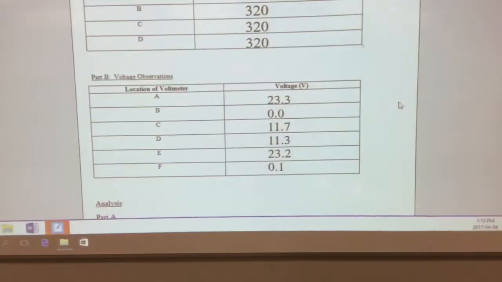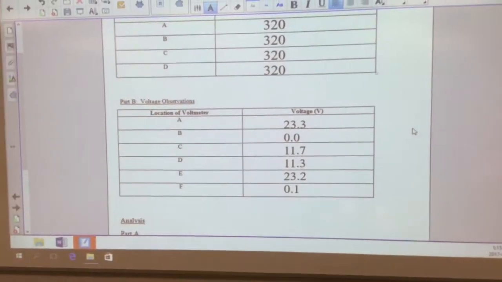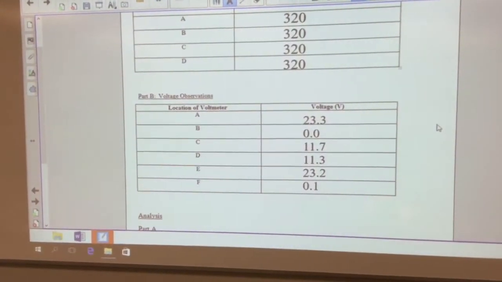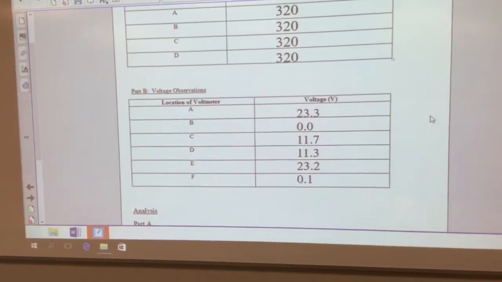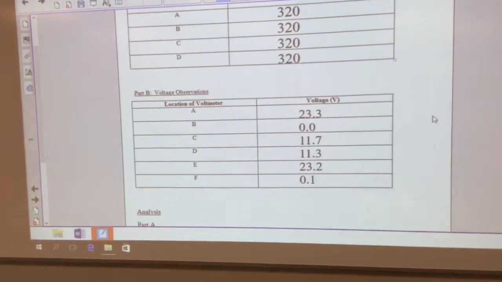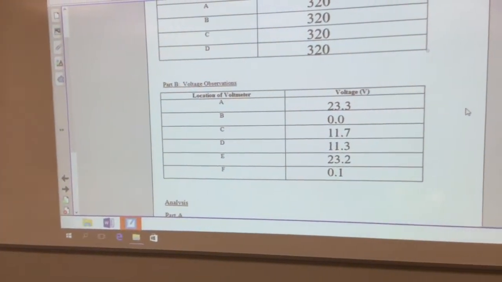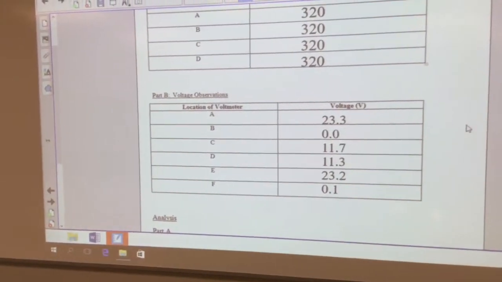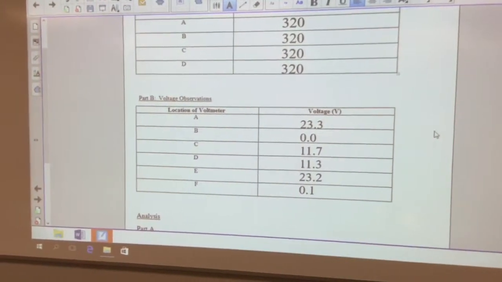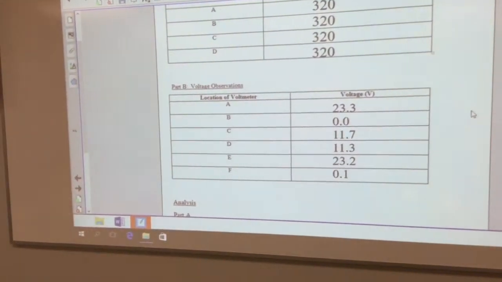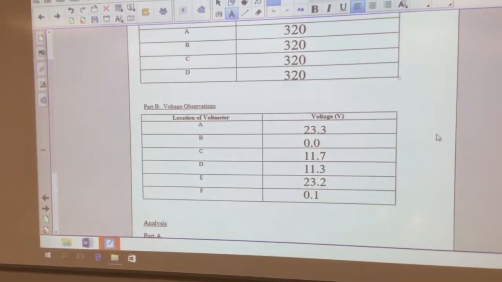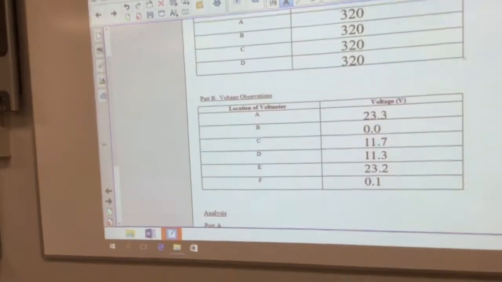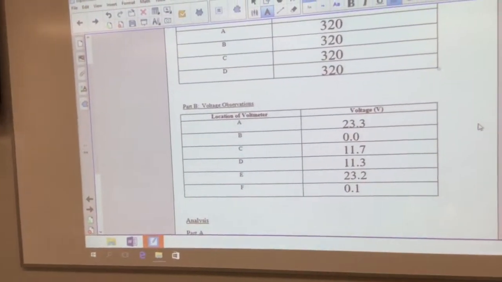The things to take note of here is the voltage across the power supply, 23.3 volts. That's almost the same as the voltage across the two light bulbs together, 23.2 volts, which is point E. So in other words, the voltage provided across your power supply is the same as the voltage that is dropped across your load, which is the two bulbs. That's important to note.